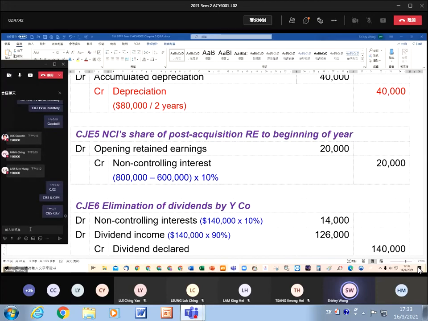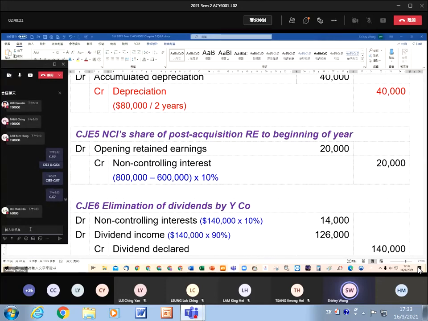So finally, my last question for this problem 5.5 is CJE7. When you calculate the NCI share of current year profits, what is the amount? Can you give me the figures? I just want the figures for CJE number 7. NCI share of current year profits after tax to them. What is the amount? 68,000. Thank you very much. It is correct.